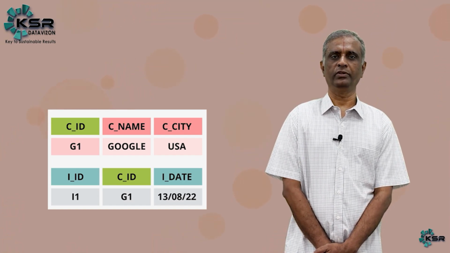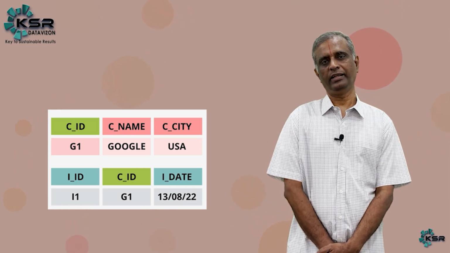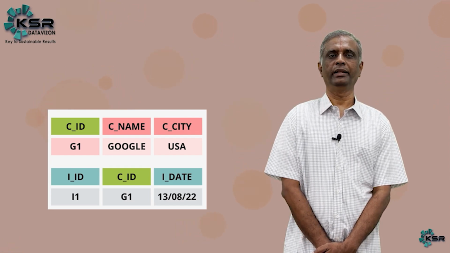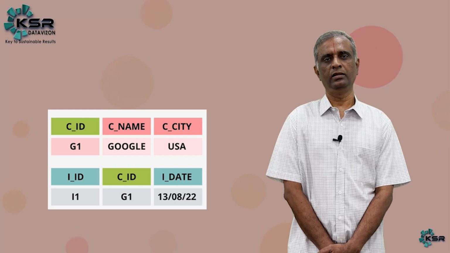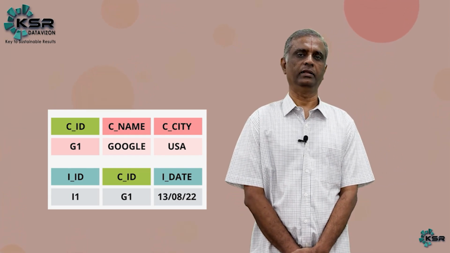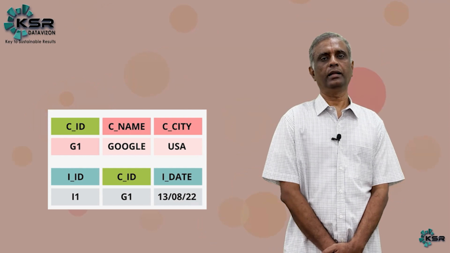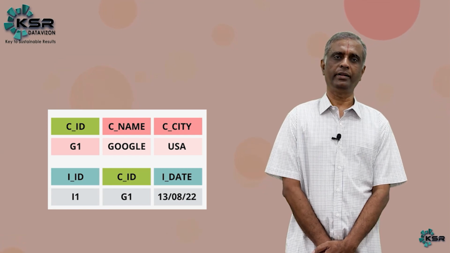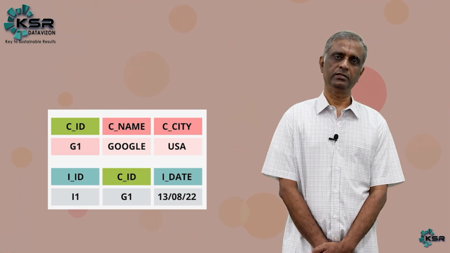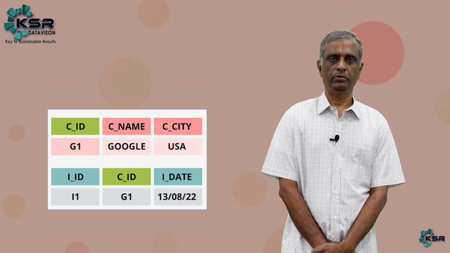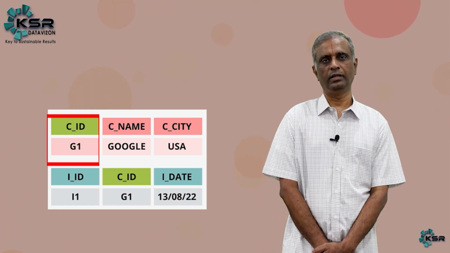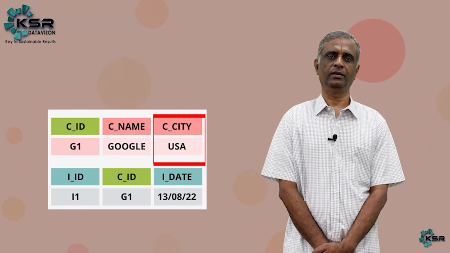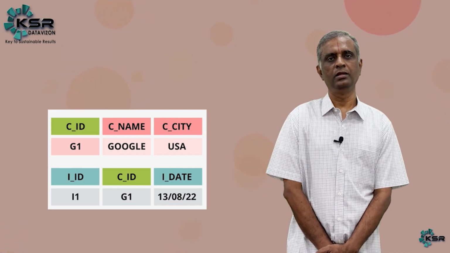For example, for customer, we take KSR Data Vision or Google. Google is a company name. If we give some ID, maybe G1, G2, that is the customer ID. Then the country, USA. So we take only three attributes. If you form a table for this entity, one column is one attribute. The customer ID is one column, customer name is another column, customer country is another column. So three attributes form three columns.